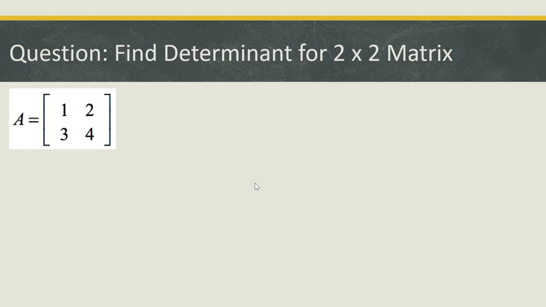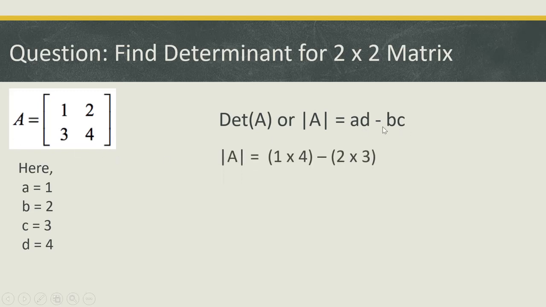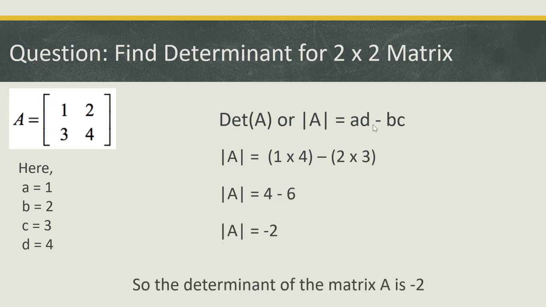Now let's see how we can find a determinant for a 2 by 2 matrix. This is an example of a 2 by 2 matrix. Let's suppose this is a matrix A whose values are 1, 2, 3, 4. So the value of A is 1, B is 2, C is 3 and D is 4. By the general formula, the determinant of A is AD minus BC. We put the values of A, B, C, D. We get 1 times 4 minus 2 times 3. That would be 4 minus 6, and after performing the arithmetic operations we get minus 2. So the determinant of matrix A is minus 2.